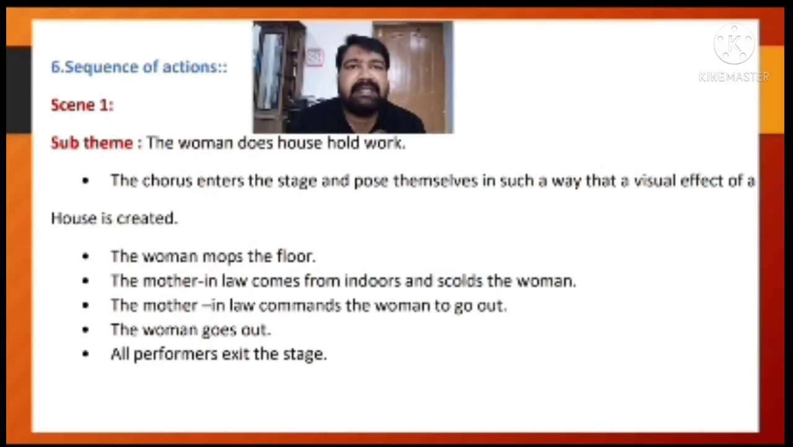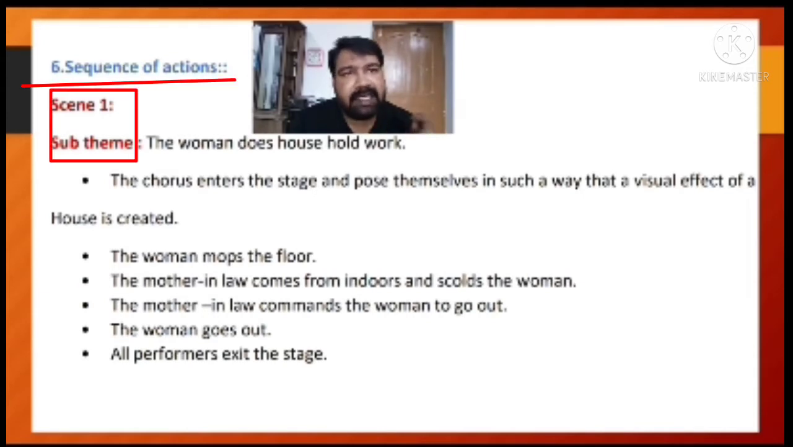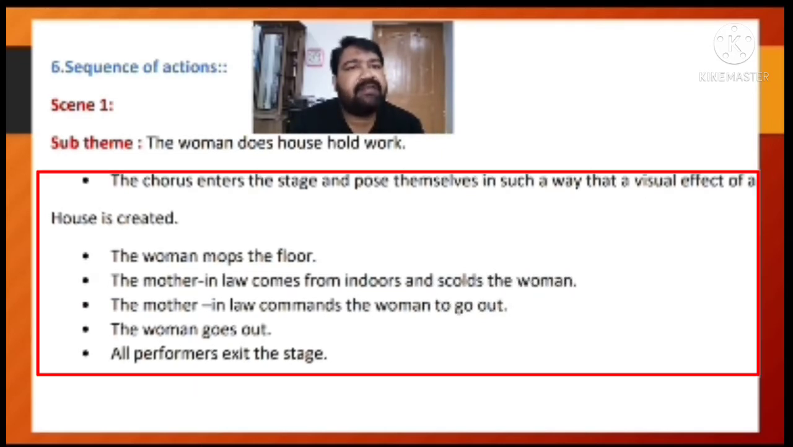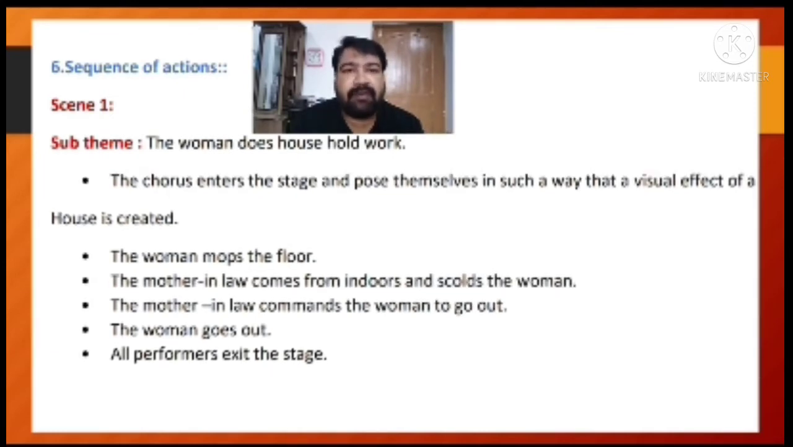The sixth one is sequence of actions. Scene 1. Scene 1 sub-theme is the woman does household work. Okay, now let's start writing it. The chorus enters the stage and pose themselves in such a way that a visual effect of a house is created. Then the woman mops the floor.